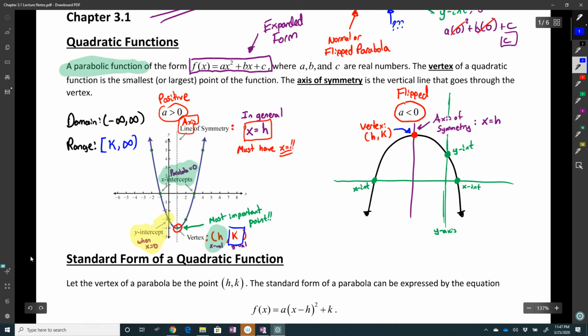Now, if you're dealing with an upside down parabola, the domain, I'm running out of room here, is negative infinity to infinity. The range, in this case, is pointed downward. So the y value is k, and it's for all the y values but going down. And so because of that, it's negative infinity all the way up to k.